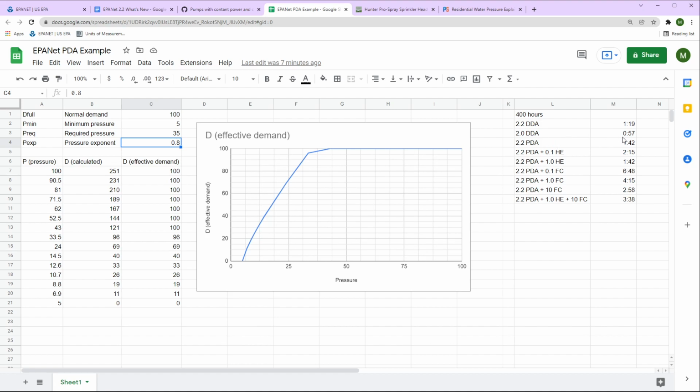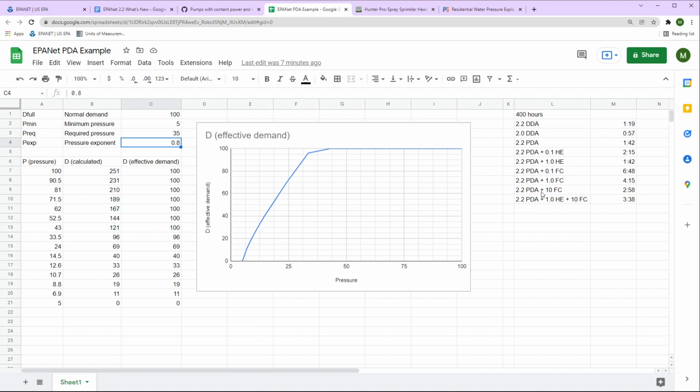Anyway, the baseline again was a little under a minute with EPANet 2.0, simulating the same thing exactly in 2.2, a little over 1 minute 20 approximately. Then adding on the pressure dependent analysis, that's about 42% above baseline. So that's not insignificant. You want to decide if that's worth adding in that extra criteria.